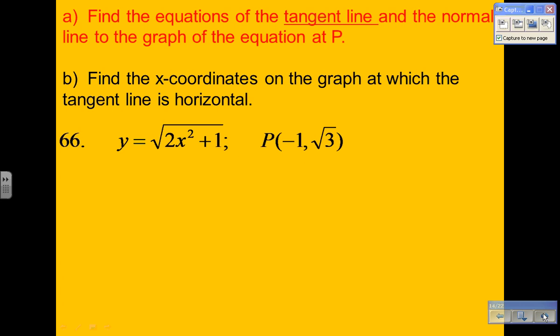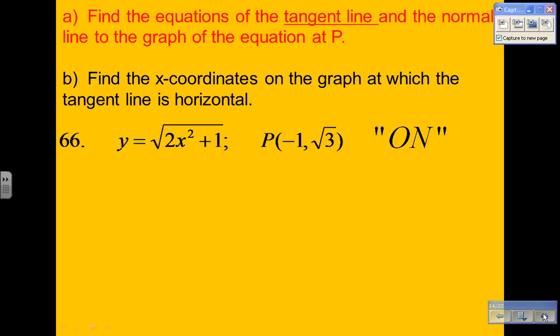Should be quite easy. Is this point on or off the curve? How do you know? It's on. You put the negative 1 in the square, you get 1 times 2 plus 1 is 3. It's on. Life's good. What's the derivative? Matthew? 1/2. Keep going. Right? Perfect.